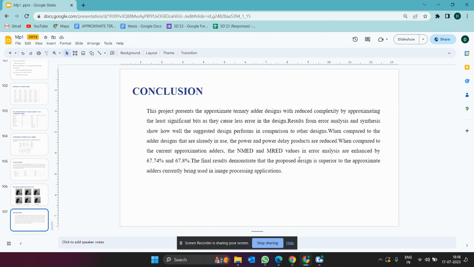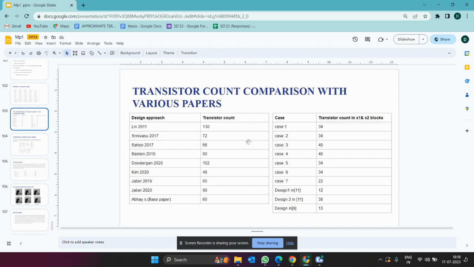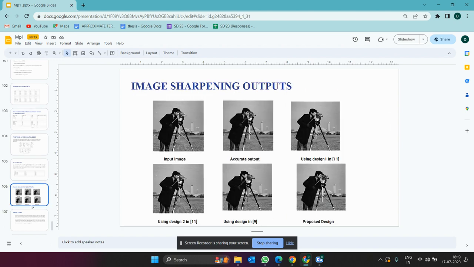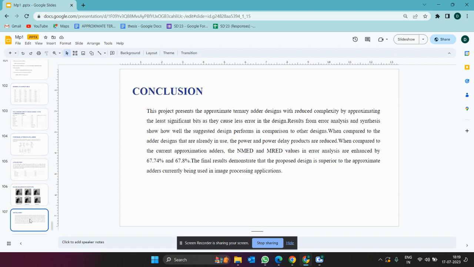So after this error analysis, the picture is enhanced by 67%. The conclusion is that our design has less transistor count and less hardware complexity, and it has more efficiency than the existing designs. Thank you.